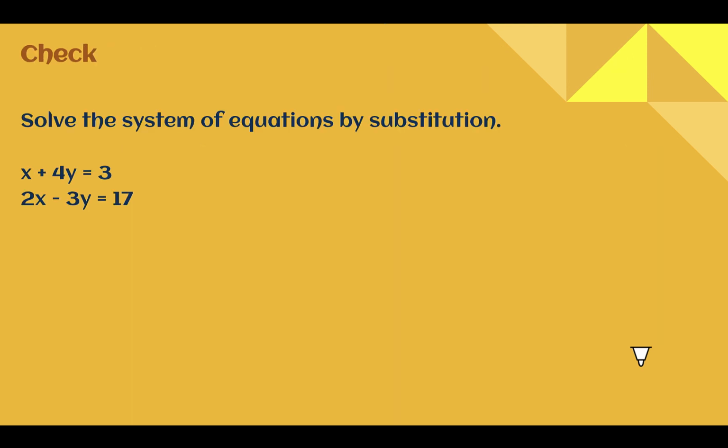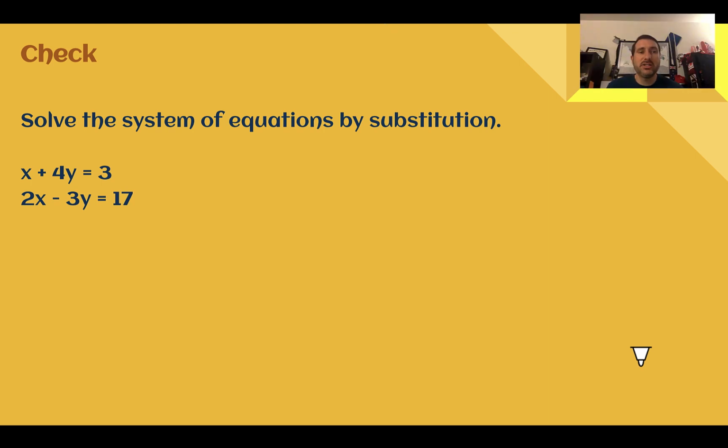Check your understanding. Solve the system of equations by substitution. As a hint, look for the variable that is easiest to solve for and get by itself. Pause the video now and complete the check. Check your answer. For this one, you should have got 7 and negative 1.